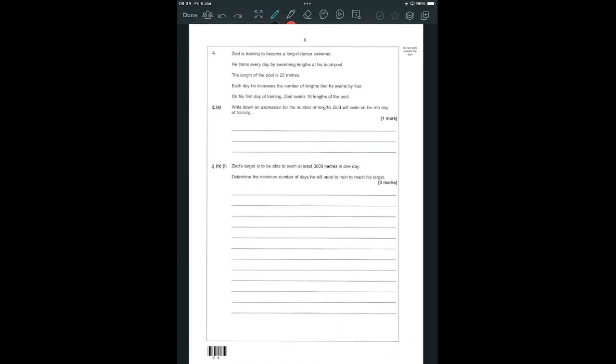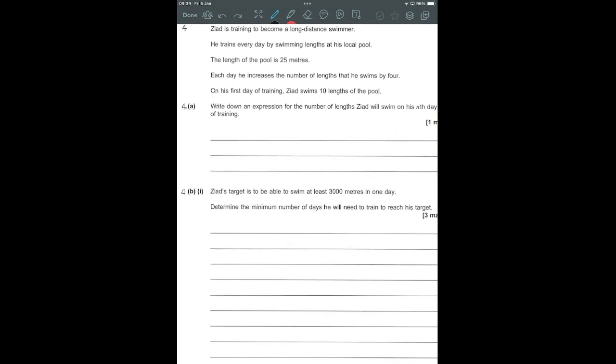Question 4. Zayad is training to become a long distance swimmer. He trains every day. The length is 25 meters. I'm already feeling like this is going to be some kind of series question. Each day he increases by 4. On his first day he swims 10 lengths. Write down the expression he'll swim on the nth day. This formula is not given, but hopefully you remember it by now.